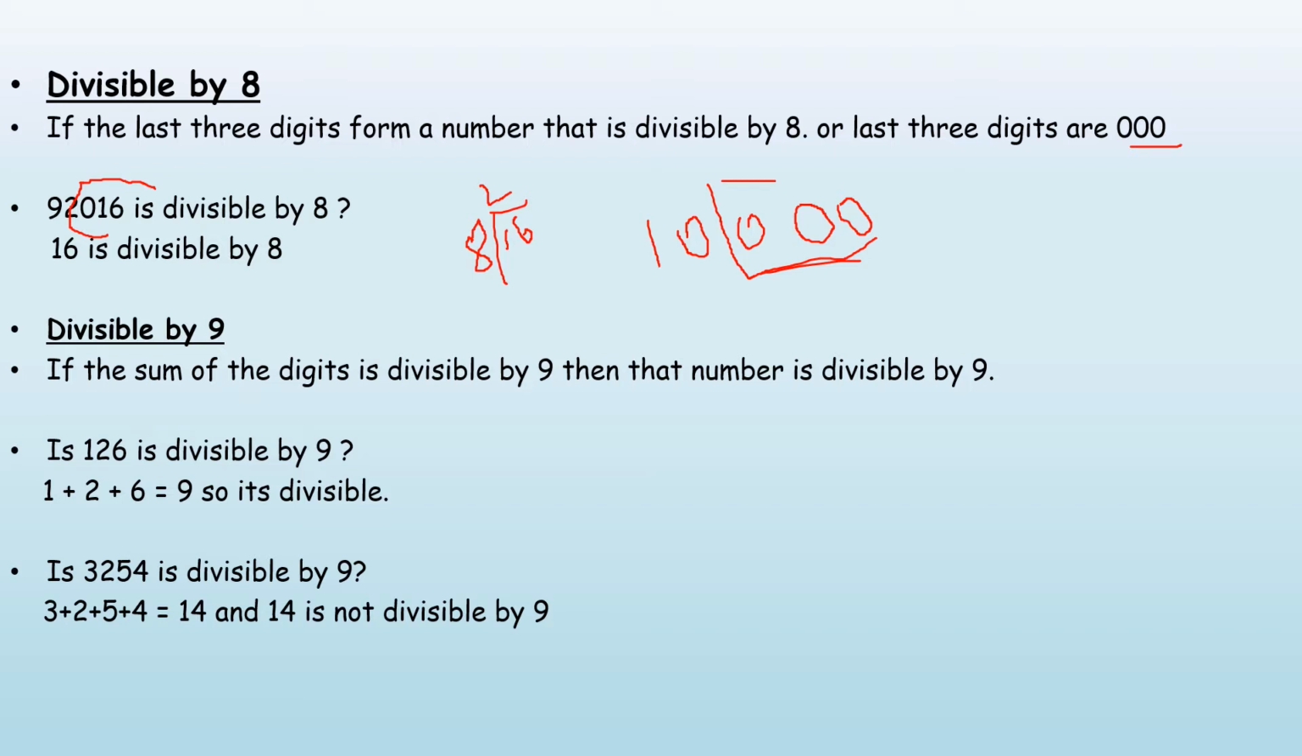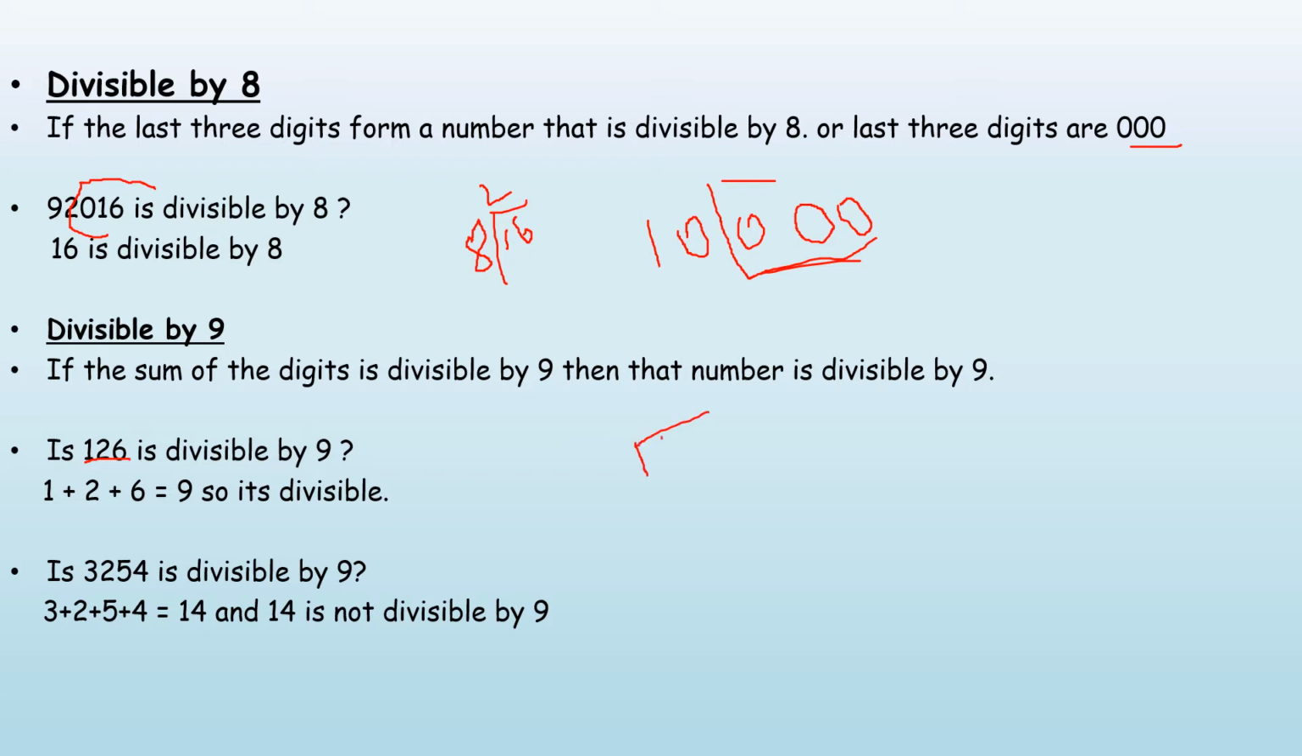Next we will move on to the divisibility rule of 9. If the sum of the digits is divisible by 9, then that number is divisible by 9. Same as the divisibility rule of 3. You just add the digits. 1 plus 2 plus 6 is equal to 9. So it is divisible by 9. So this number, 126, is divisible by 9.